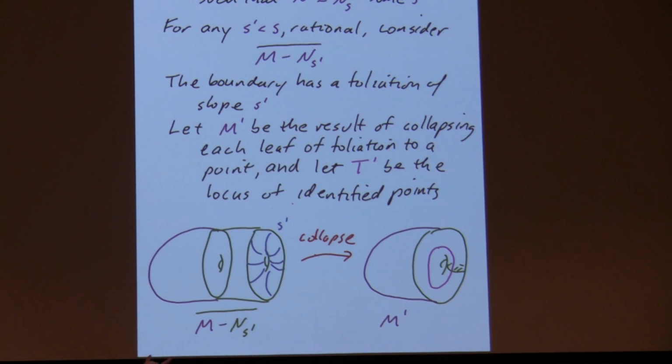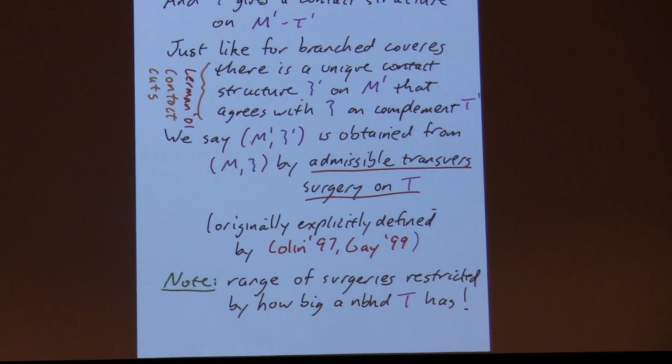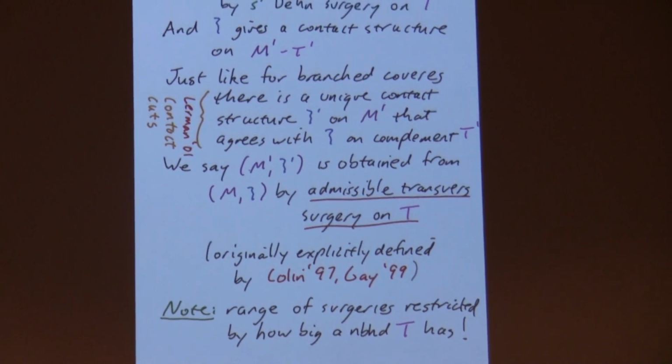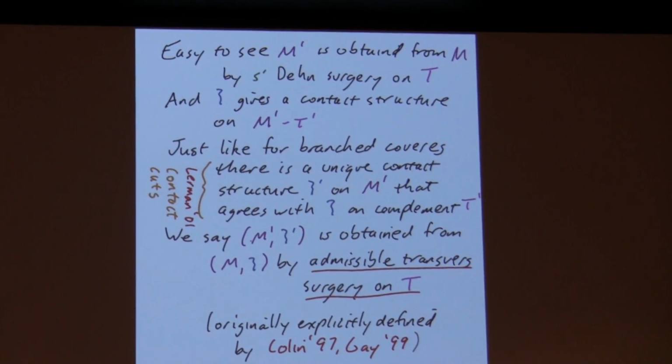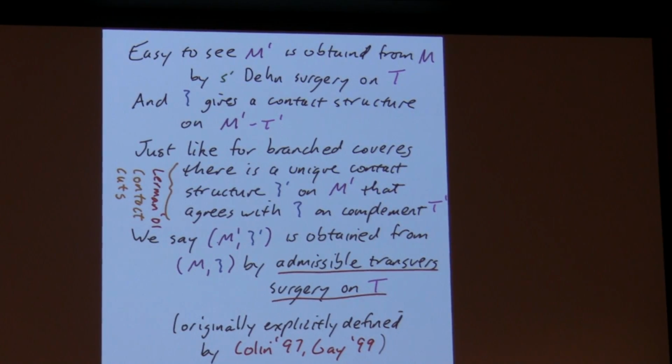And if you do that, this region from N_s minus N_s prime, that's just a T2 cross interval, when I collapse some S1s here, this becomes a solid torus over here. So in effect, I've done a Dehn surgery. I've removed the solid torus, and I've put back in a solid torus whose meridian now is a slope s prime curve. So I've done s prime surgery topologically on the manifold. It's easy to see that M prime is s prime surgery on the knot T.